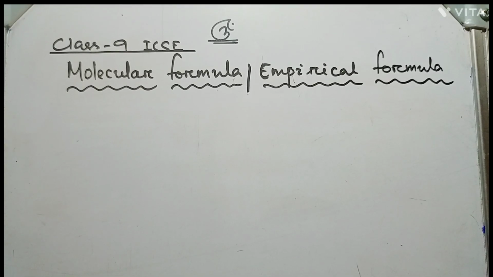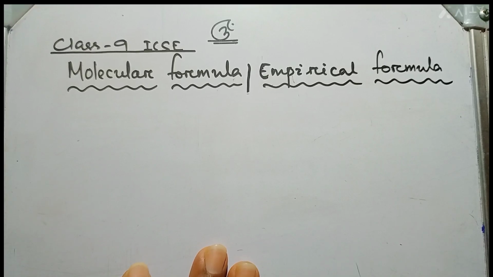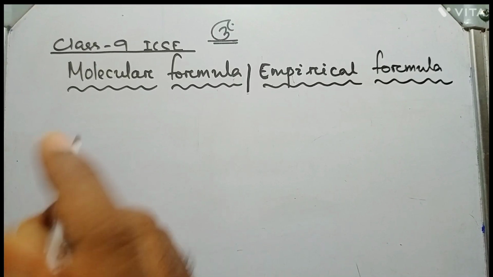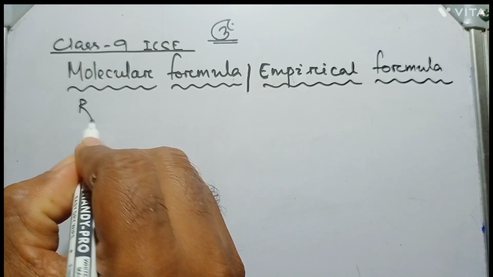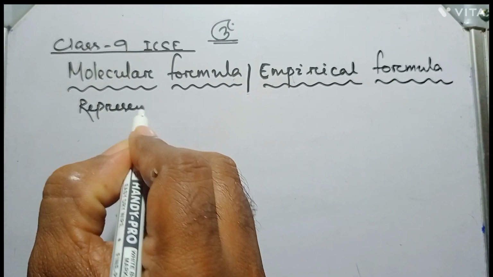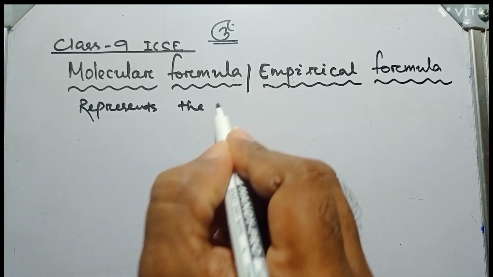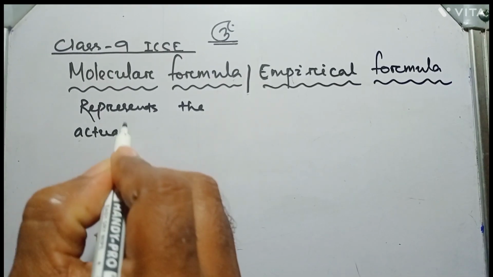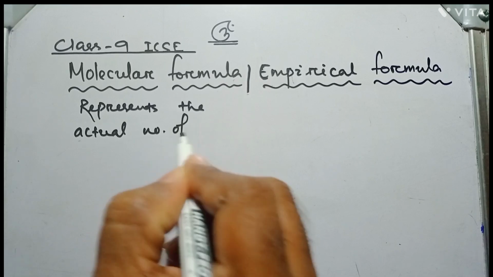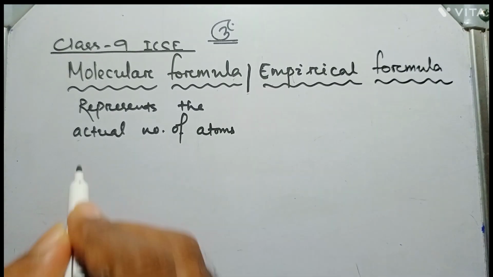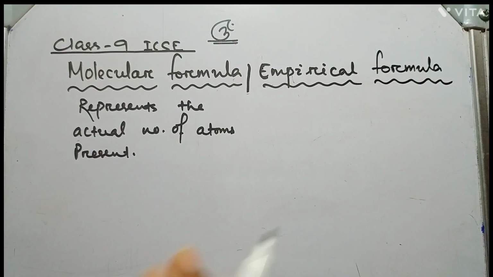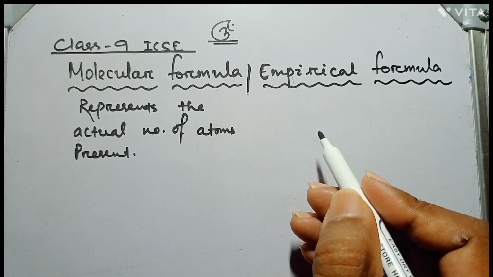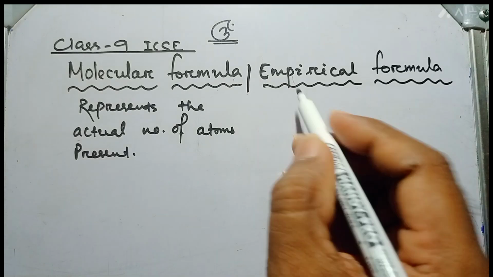Hello students, today we are going to discuss the difference between molecular formula and empirical formula in a simple way. So as we know, molecular formula represents the actual number of atoms present, while empirical formula represents the simplest ratio of the molecular formula.